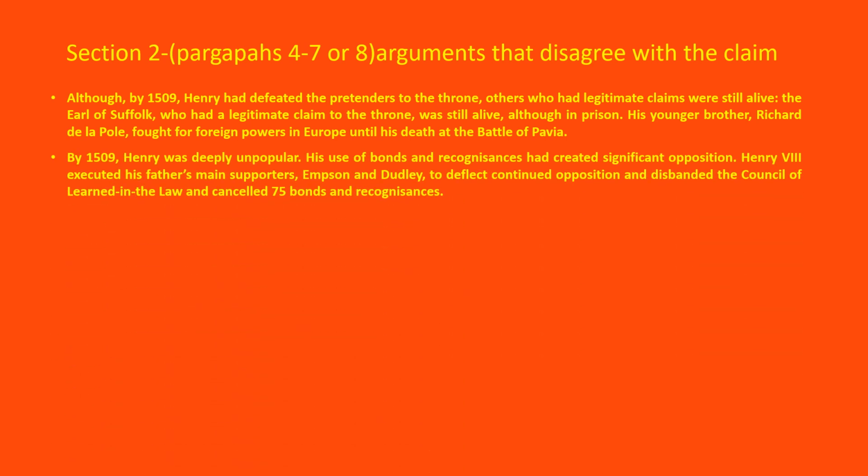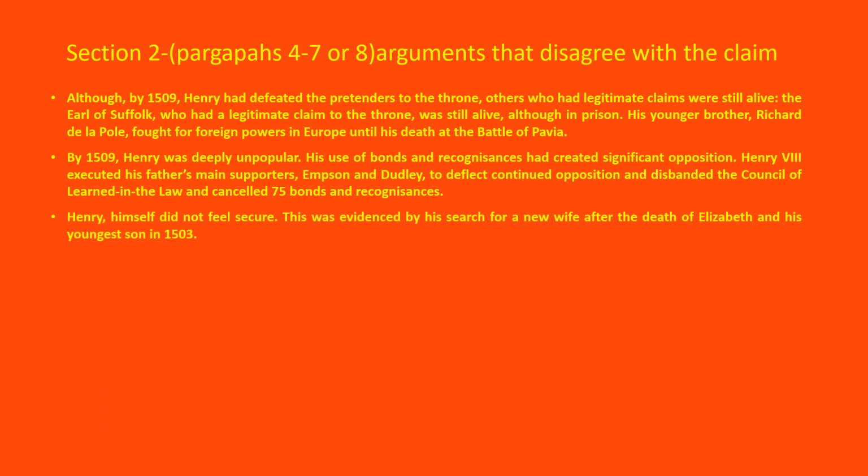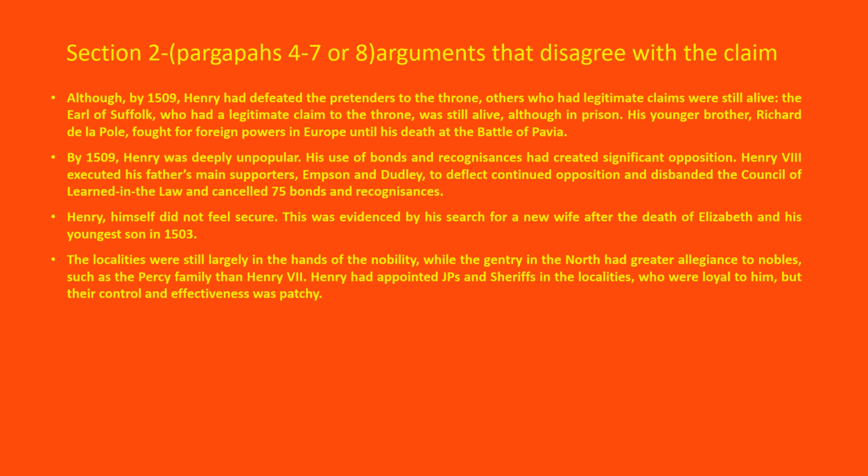By 1509, Henry was deeply unpopular. His use of bonds and recognizances had created significant opposition. Henry VIII executed his father's main supporters, Empson and Dudley, to deflect continued opposition, and he disbanded the Council of Learned in the Law and cancelled 75 bonds and recognizances. Henry himself did not feel secure. This was evidenced by his search for a new wife after the death of Elizabeth and his youngest son Edmund in 1503. The localities were still largely in the hands of the nobility, while the gentry in the north had greater allegiance to nobles such as the Percy family than Henry VII.